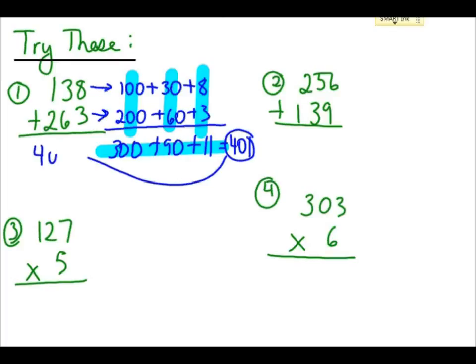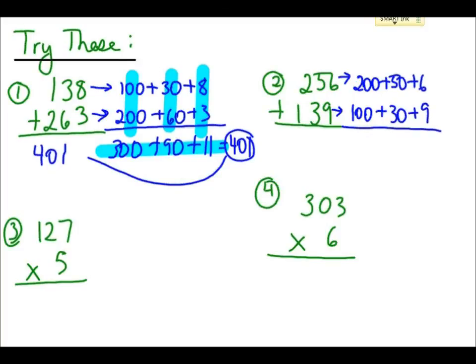Let's do the next one. 200 plus 50 plus 6 is the expanded out form. 139 becomes 100 plus 30 plus 9. Now I'm going to add them vertically. So the 200 plus 100 is going to give me 300. 50 and 30 is going to give me 80. And the 6 plus 9 is going to give me 15. I'm going to add those all together, and it's going to end up giving me 395. So that's the answer to the original question.